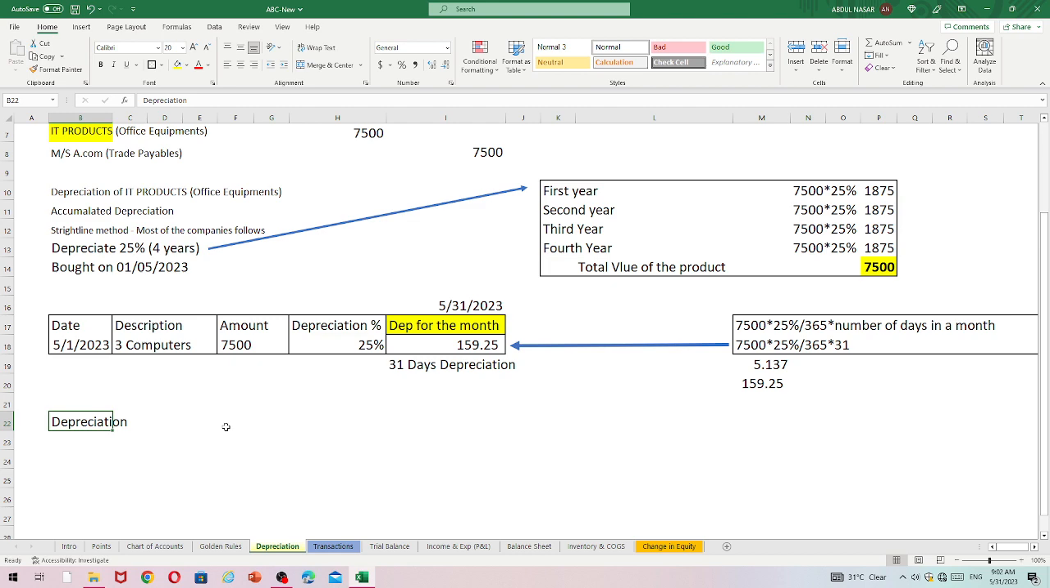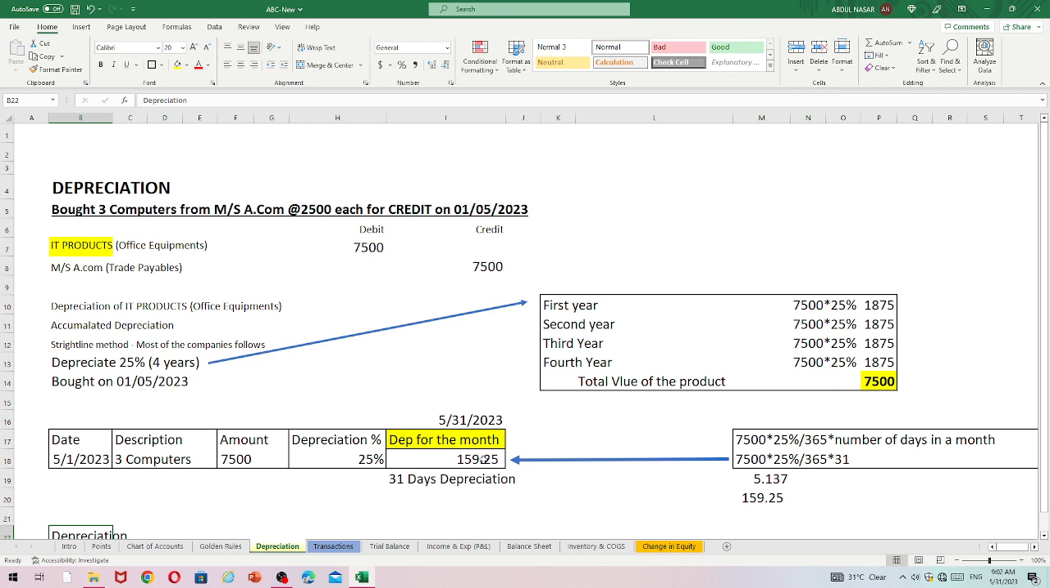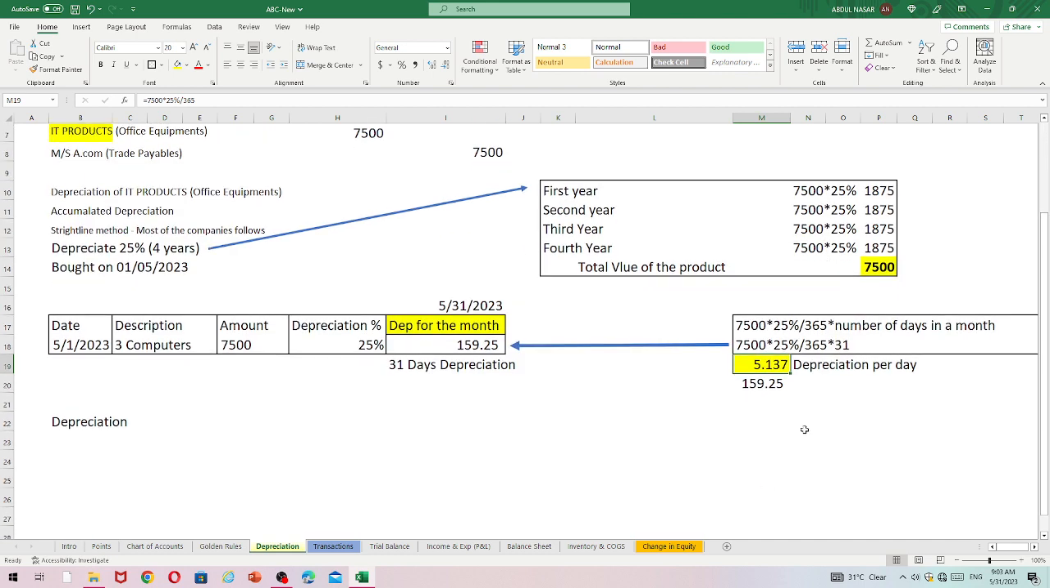So depreciation, what is depreciation? This 159.25 per month, or 5 US dollars per day, is an expense to the company. It is the depreciation per day. This is a daily expense for using those three computers to the company, right? So this is called depreciation per day, right?